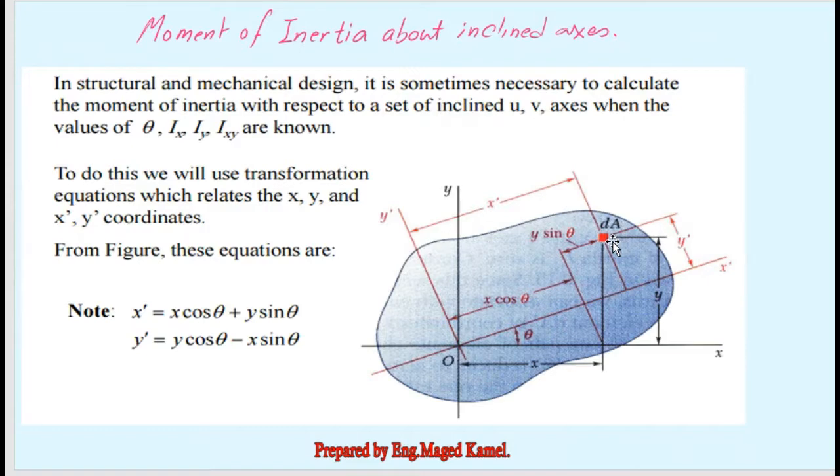In order to have a relation between X dash and Y dash and X and Y, we can find that X dash equals X cosine theta plus Y sine theta. This is this portion of the X dash. While for the Y dash, Y dash equals Y cosine theta. This is Y cosine theta, minus this length, X sine theta.